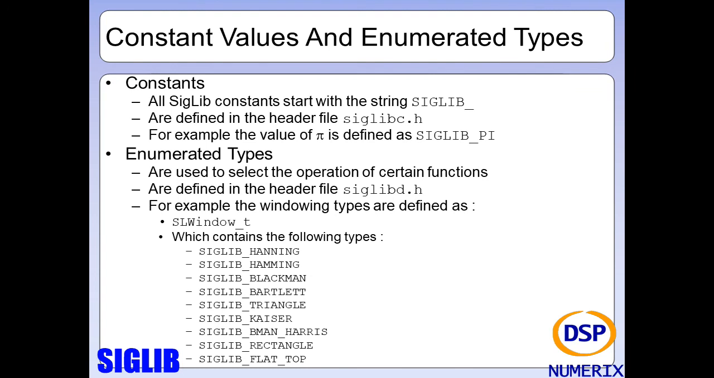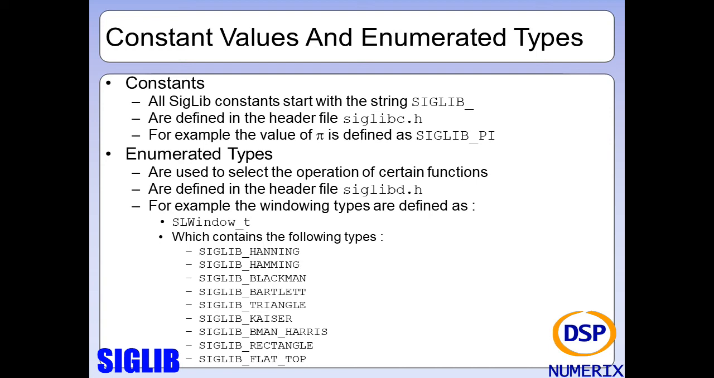SigLib declares a whole range of constant values for use in your application. All of the SigLib constants start with the string SIGLIB_ and then the constant name. For example, the value of pi is defined as SIGLIB_PI. All of the constant values are stored in the header file siglibc.h. Again, this header file is included within siglib.h, so you do not need to include it yourself.